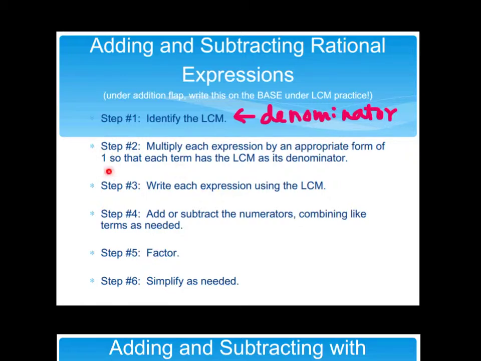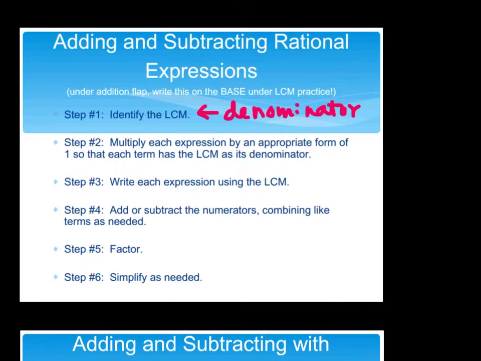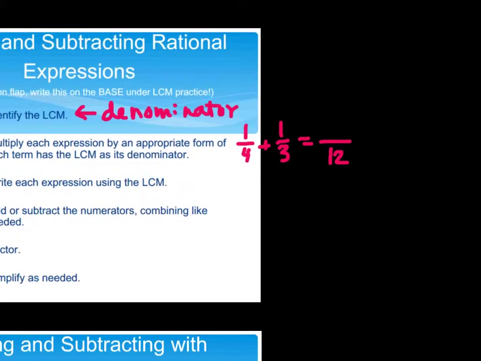Think about that, so that each term has the LCM as its denominator. I'm going to walk us back to that whole concept of doing 1/4 plus 1/3. So technically, we need to get 12ths on the bottom of this. We know everything that is in the form of 12 will work for this particular situation. So we need to turn 1/4 into 12ths. The only way to do that is we need to multiply by an appropriate form of 1.